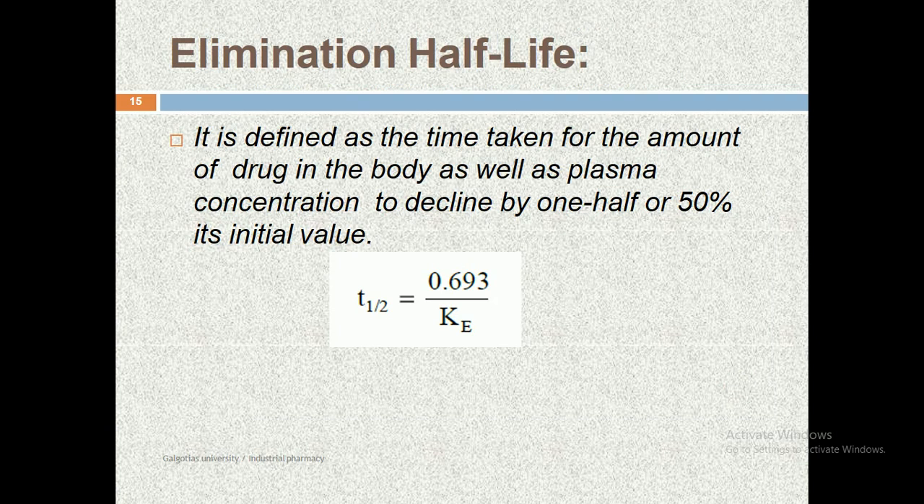Elimination half-life can be defined as the time taken for the amount of drug in the body, as well as the plasma concentration, to decline by one half or 50% of its initial value. Mathematically, T1/2 is equal to 0.693 divided by K, or the half-life of a drug is equal to 0.693 multiplied by the volume of distribution divided by drug clearance. So this is called elimination half-life.